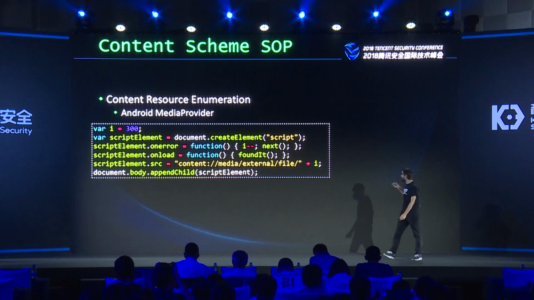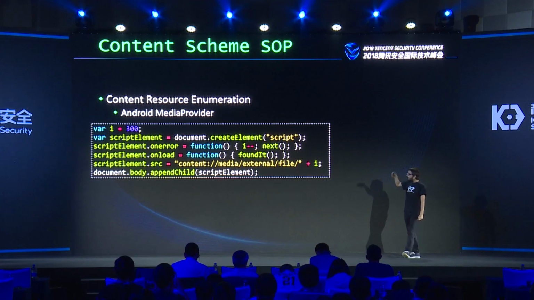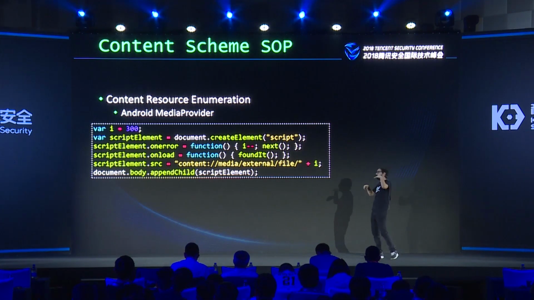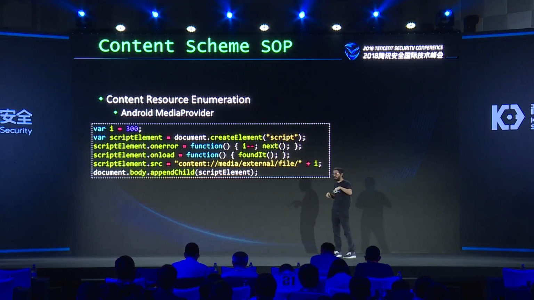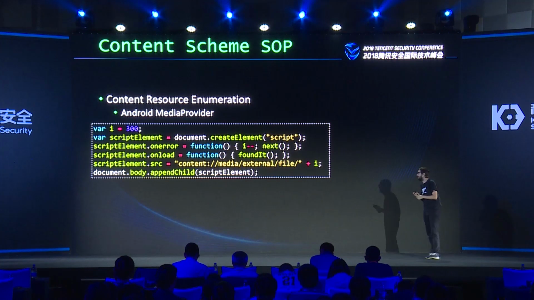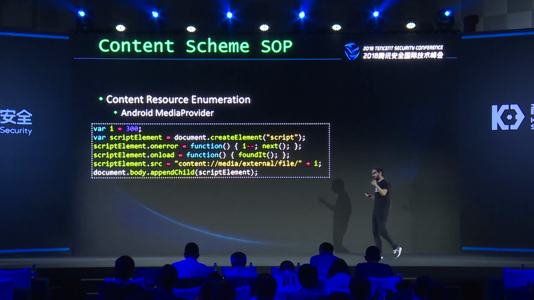And the way we do it, by the way, is going through a bunch of IDs, starting with a high number and decrementing one by one, until we reach one that will fire the onload callback. And that's how we know that's the last ID. So if we're the last person to download a file, we know this is the ID that corresponds to the file we just downloaded.